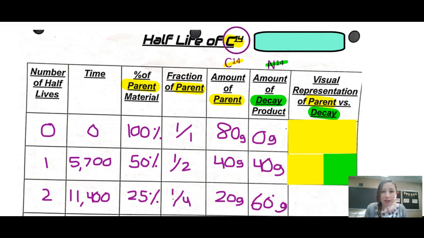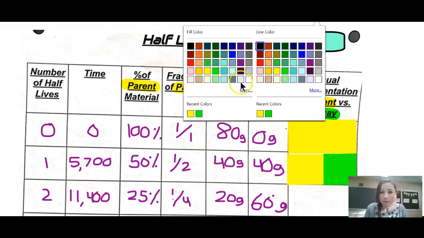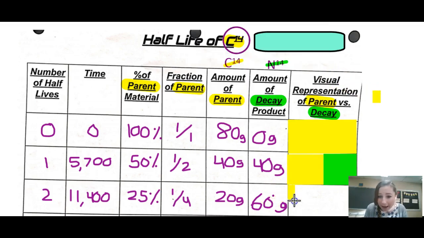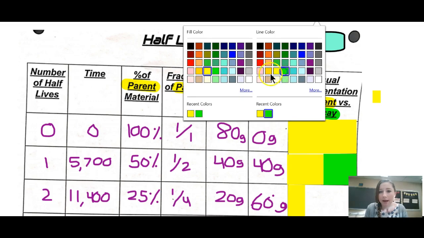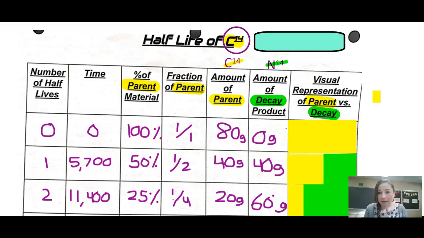This visual representation is going to look a little different. I still only have this half of the box of yellow in my first half-life. I'm only able to now have 1/2 of this half. So I'm only going to have 1/4 of my box filled in yellow, and the rest of the box is going to indicate that the rest has decayed. So if 1/4 is carbon, that means 3/4 is going to be nitrogen.